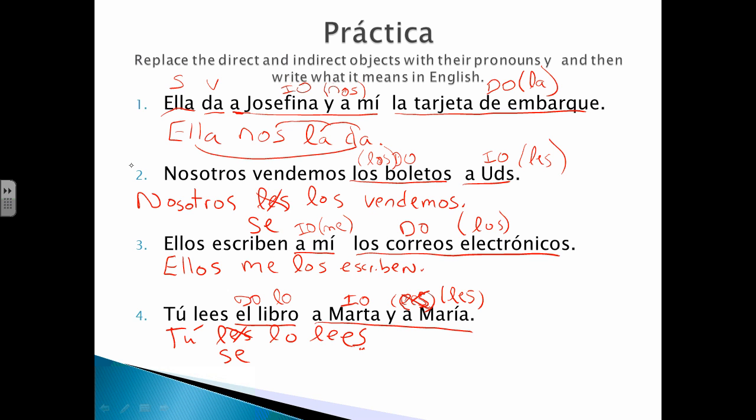and I'm going to tell you what they mean in English. Number 2, and make sure you have these written down. Number 2 means we sell them to you. Number 3, they write them to me. Or you could say they write me them as well. Number 4, you read it to them. Or you could say you read them it as well.